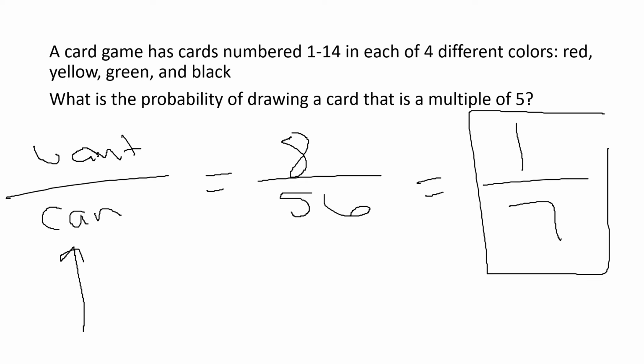So the can goes on the bottom. The want goes on the top. Sometimes you're going to have to do some thinking to figure out what the possible options are for what you want. And this is a little bit different thinking than algebra. So just do your best.